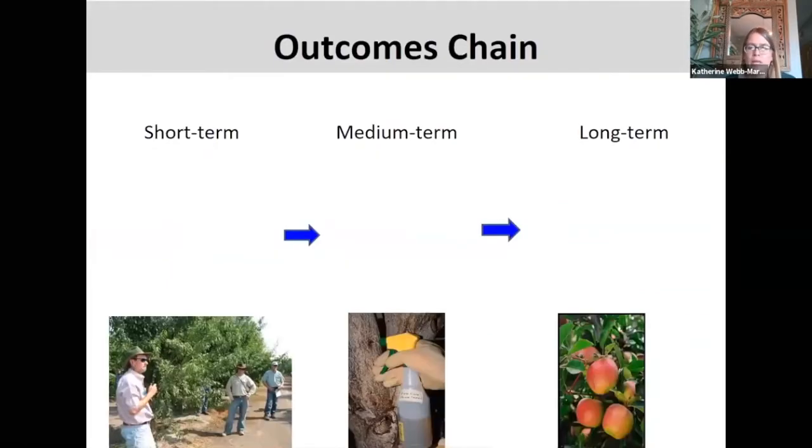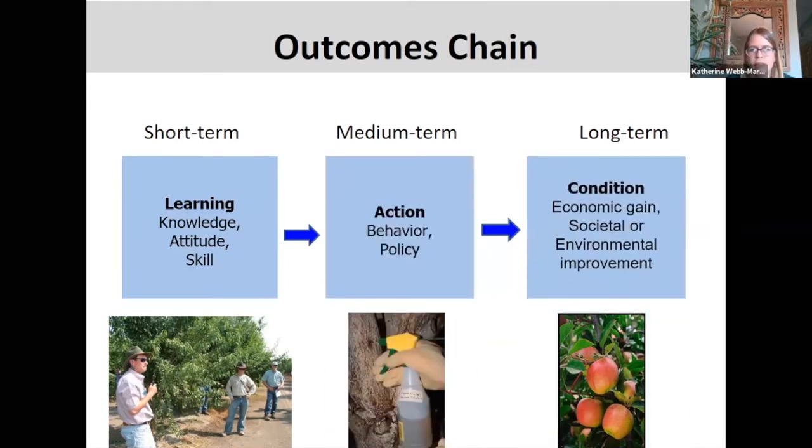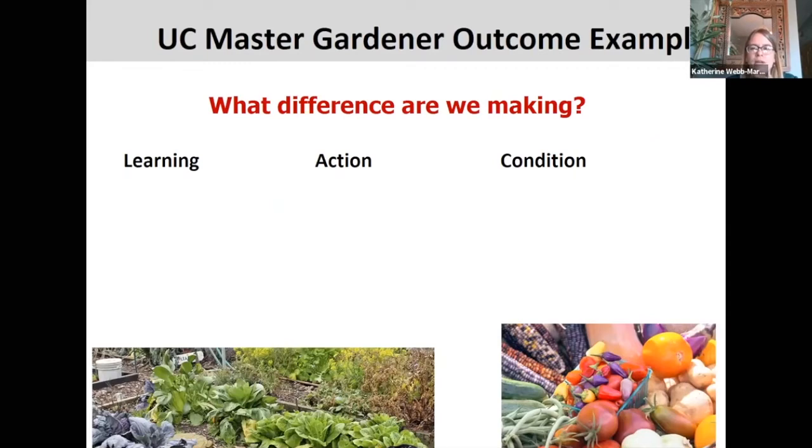So I just want to spend a minute. We're going to get to our first activity shortly. I want to focus on the outcomes chain. That is just the part where we have our learning outcomes, and then our action outcomes, and then the longer term condition change outcomes. Focusing on the outcomes change is an important part of how we write up our impact statements. So let's look at an example of an outcomes chain, and then you get to do one yourself for your work.